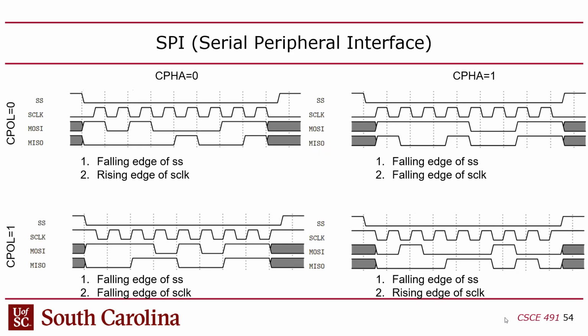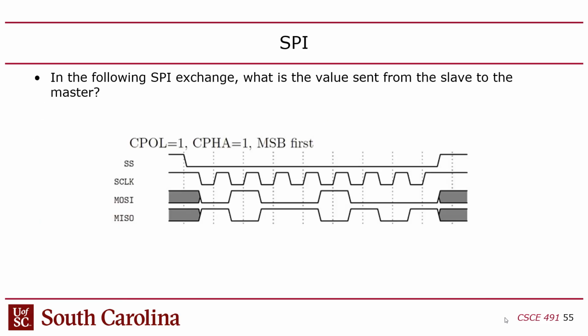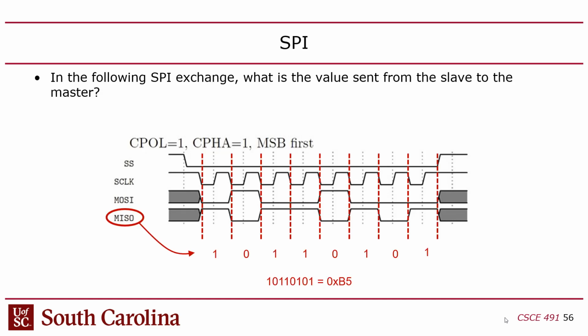Now here's all 4. This shows all 4 combinations of CPOL and CPHA. So here's an example I might ask on a question. CPOL is 1, CPHA is 1. What's the value sent? Okay, how do we know CPHA is 1? Because see, clock and data, their first transitions are lined up. CPOL is 1 because the clock starts out as 1.